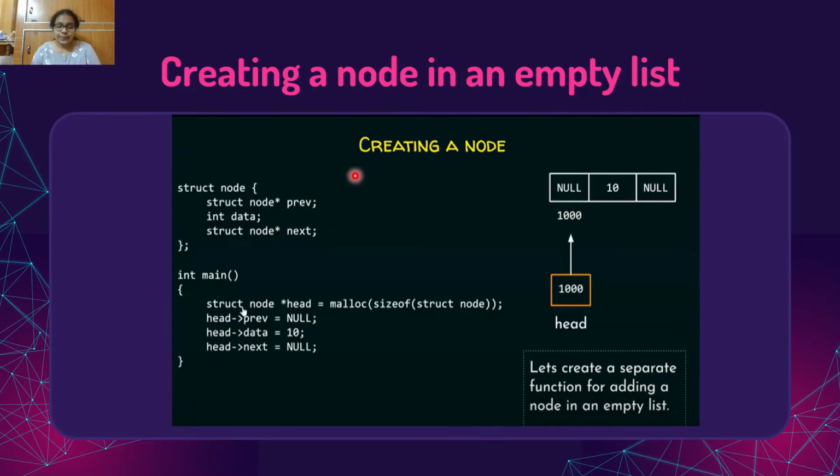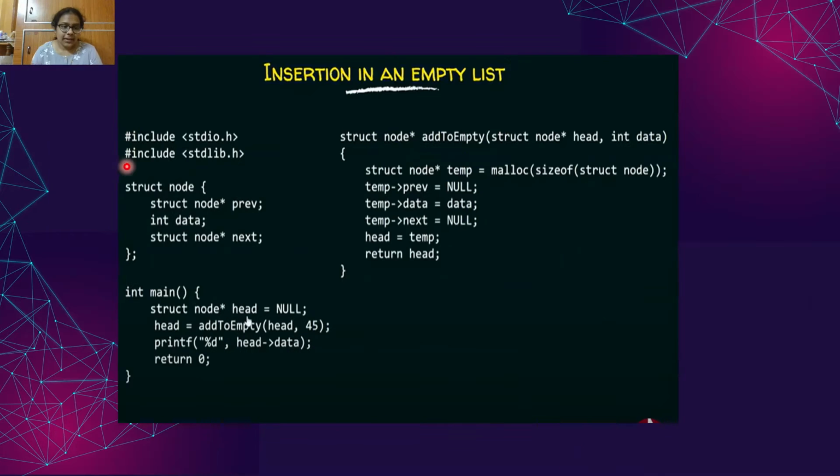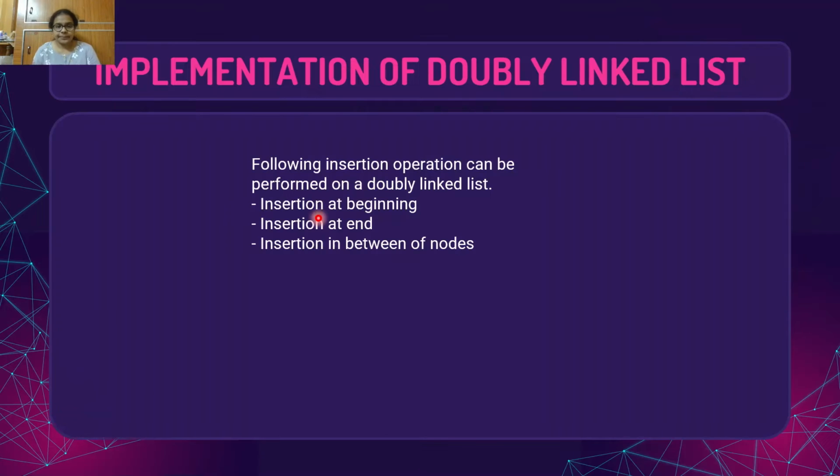So let us see creating a node in an empty list. Here we define the struct node as we already discussed, and there is a main function. And let's create a separate function for adding a node in an empty list. Here we have two libraries, and we declared struct node, and this is the main function. And with this piece of code, we can add a new node.